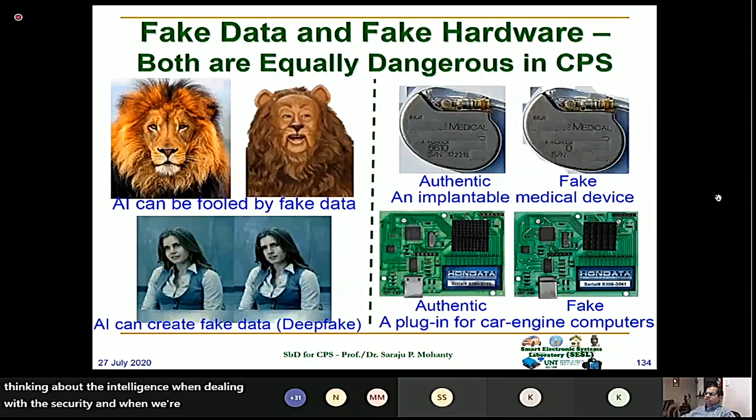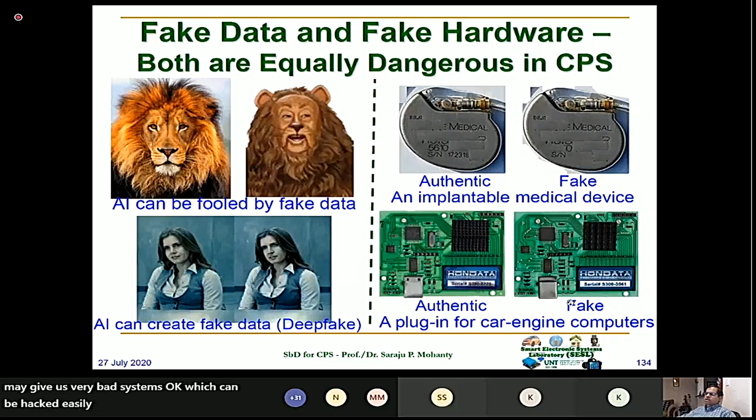And when we are dealing with security and intelligence together, data is very important. So how do we have good data so that the data is real, not like this, which looks real, but is not? So getting the right data is important. And I also want to mention that fake data may give us bad models, and fake hardware may give us very bad systems, which can be hacked easily.